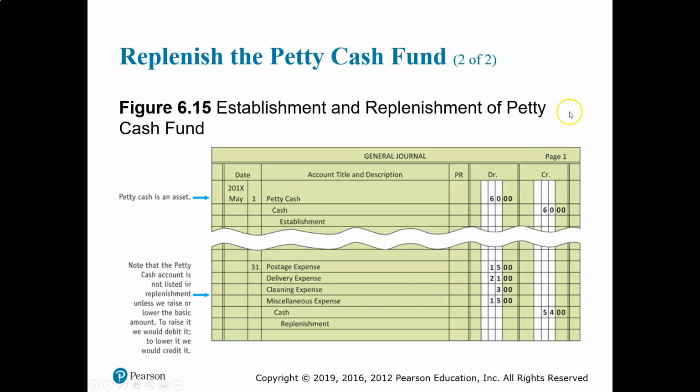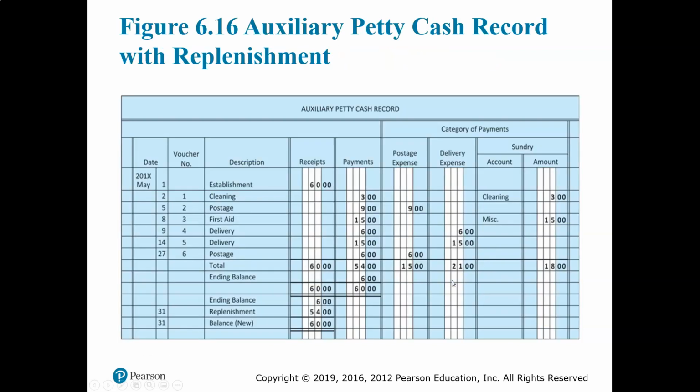Okay, so this was your journal entry to establish the petty cash fund, debit petty cash, credit cash. Now, we're taking the totals from that auxiliary record. You could really do it for each individual item too, but since we have that auxiliary record, we're just going to take our summaries and book those expenses and credit cash, $54. Okay, so then your ending balance was cash, your replenishment's $54, and your new balance is $60 again. So we're all in balance.